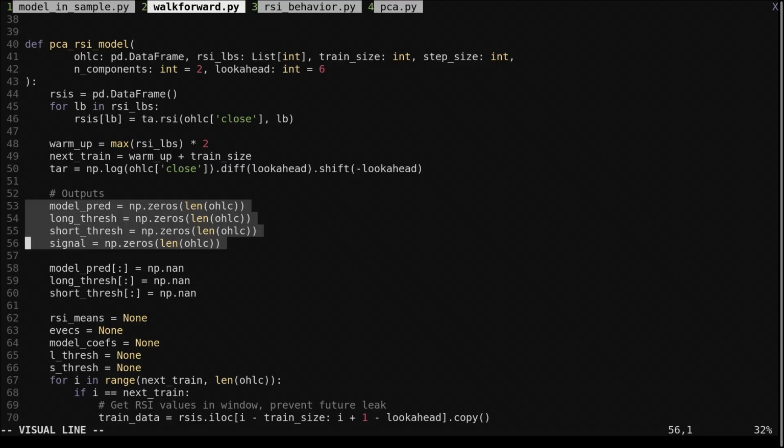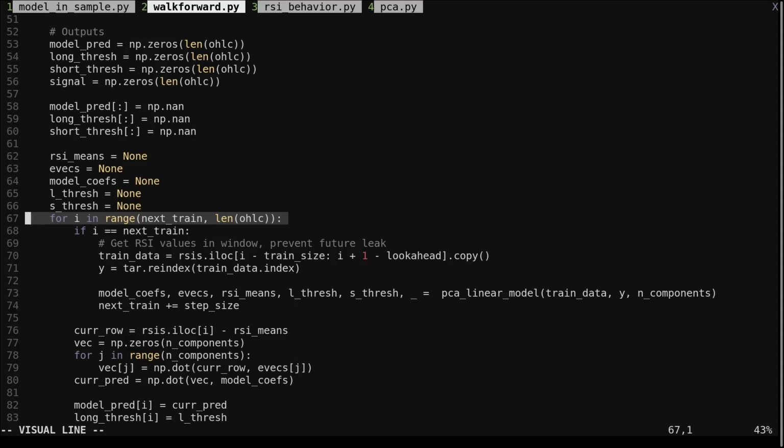The outputs of the function are declared here. We have the model predictions, the thresholds, and the signal. We loop through each candle in the data. We check if it is time to train. If it is, we get the RSI values from the most recent train window. We subtract the look ahead from the current candle index to avoid cheating with any future data.